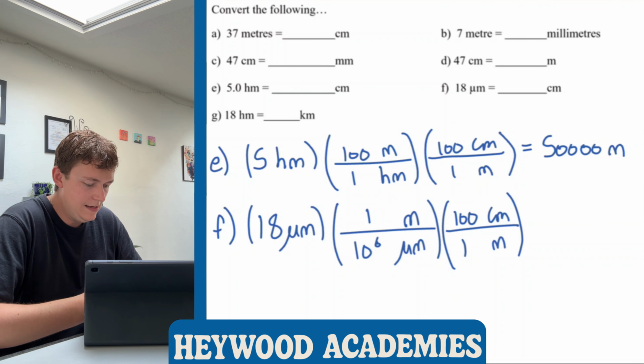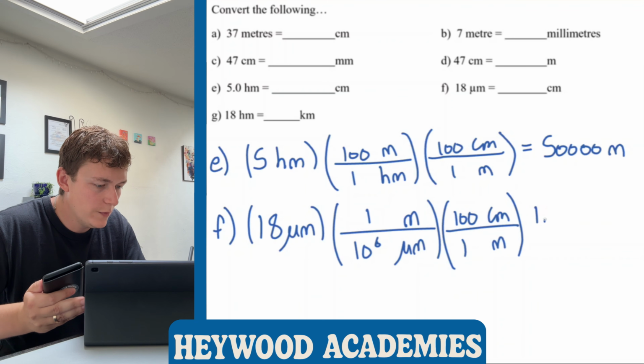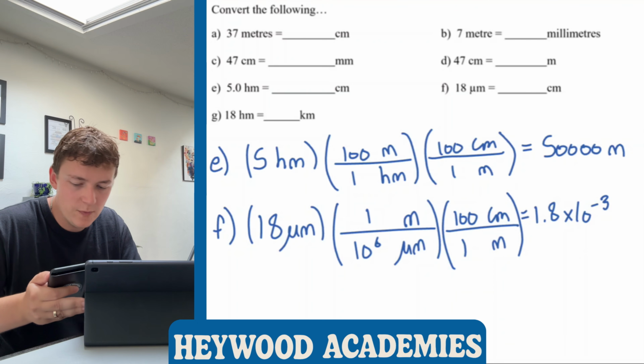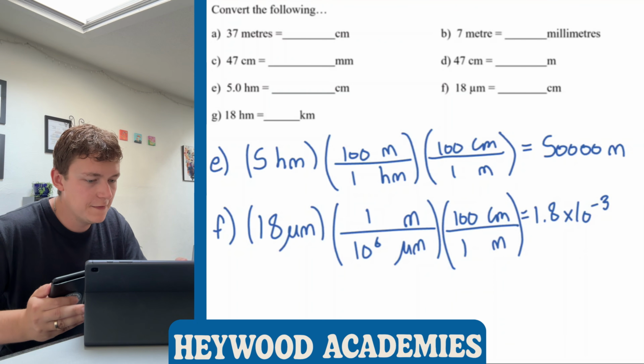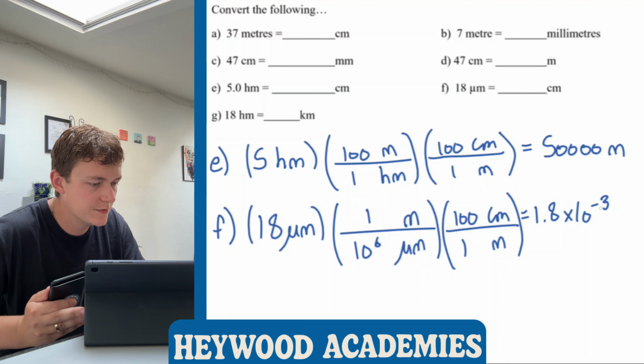So 18 divided by 10 to the power of 6 times 100 is going to give us 1.8 times 10 to the negative 3. And that's just how my calculator spat out that answer. If you have a different calculator, it might tell you a bunch of decimals in there. That's okay as well.